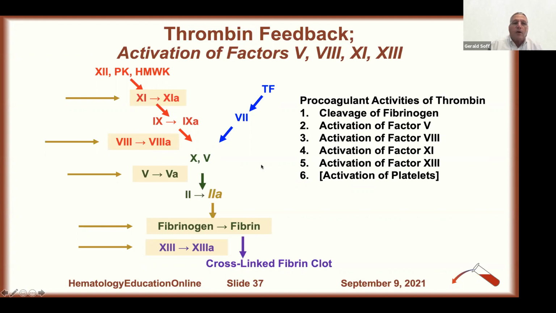So thrombin has a whole series of positive feedback contributions to the coagulation system. This also explains why patients with factor 11 deficiency have some bleeding, because factors 9 and 8 can get activated by 7A, as we talked about, without the role of factor 11. But factor 11 can be activated as part of a thrombin burst and feedback and further activate additional factor 9. So these are some of the procoagulant activities. In addition, I put it in brackets because it's not a clotting factor, but thrombin can also feed back and activate platelets.